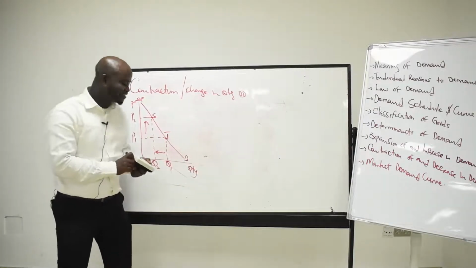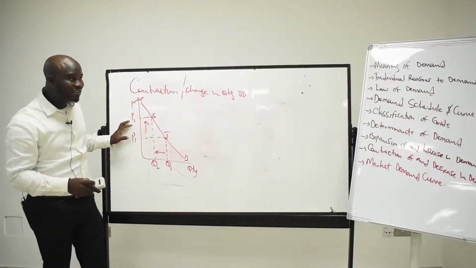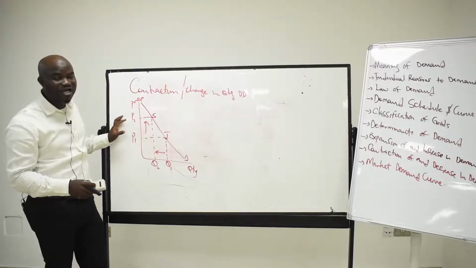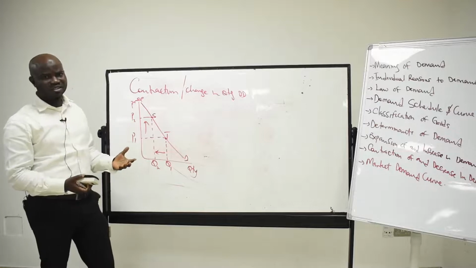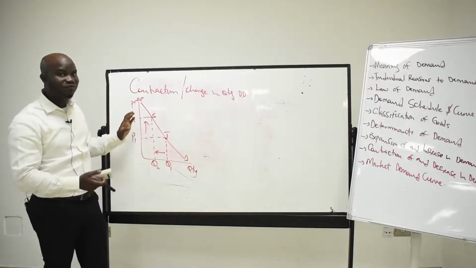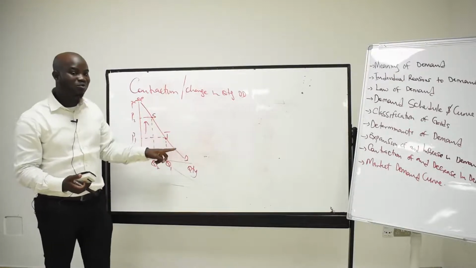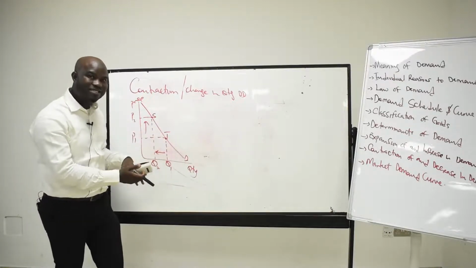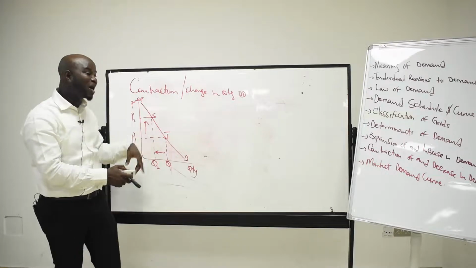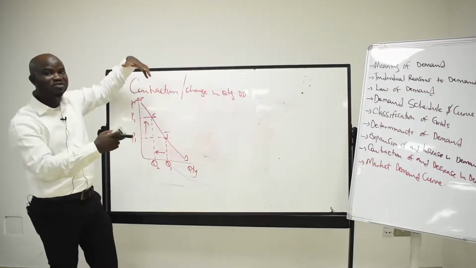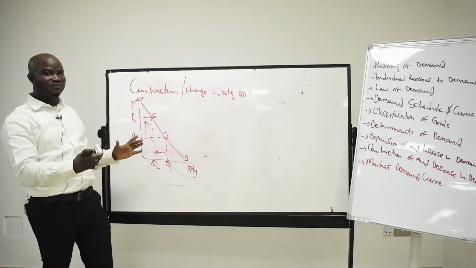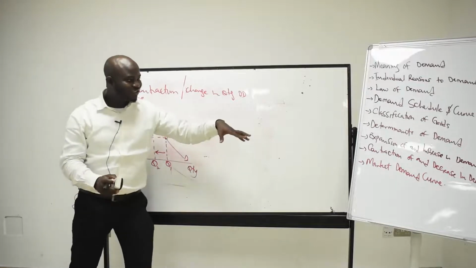So when you have this scenario now, it means that the price of the product itself is not favorable to the consumer, and it's also a movement along the demand curve. But which movement? It moves from right to left. Whereas the other one that we call expansion moves from left to right, and it's favorable to the consumer.